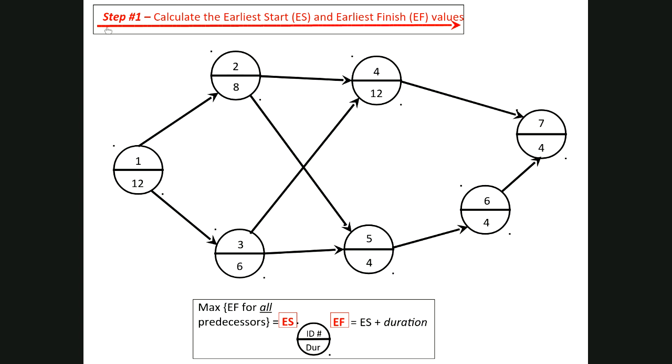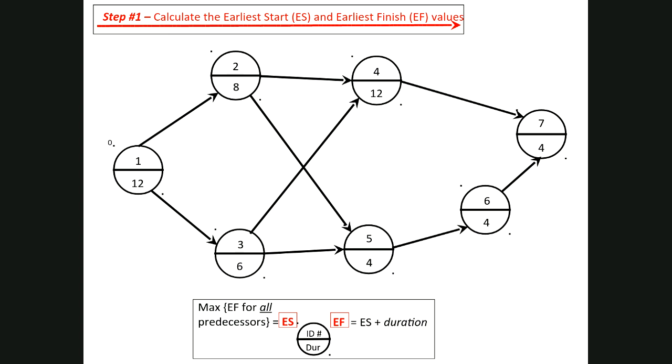And the first step is we're going to calculate what's called the earliest start times, abbreviated ES, and earliest finish times, abbreviated EF, for each one of these activities. All right, and the way this is going to work is we're going to start and ask ourselves the question: when can task 1 begin? And just by convention, task 1 is going to begin at time 0, and that's the earliest time task 1 can start.